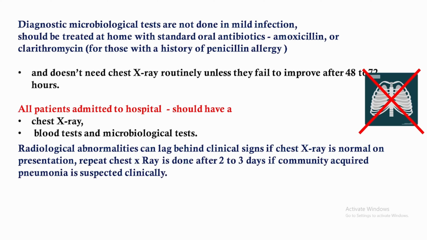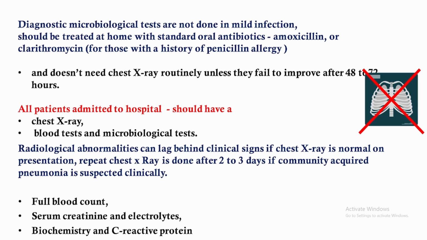If community-acquired pneumonia is suspected clinically, full blood count, serum creatinine and electrolytes, biochemistry, and C-reactive protein are helpful in determining the causative organism. In Streptococcus pneumonia, white cell count is usually high, and inflammatory markers are significantly elevated.